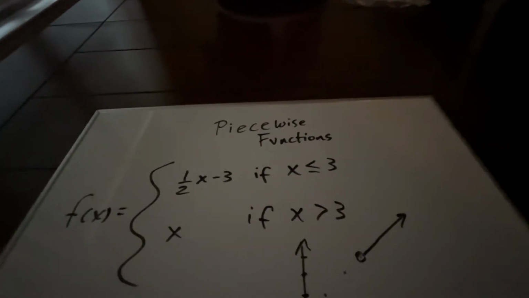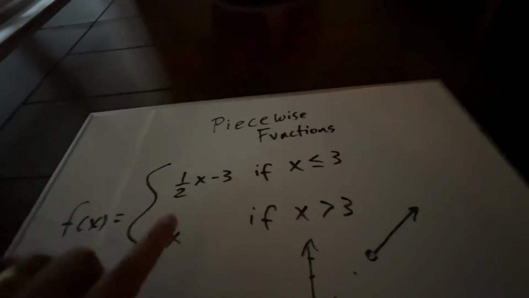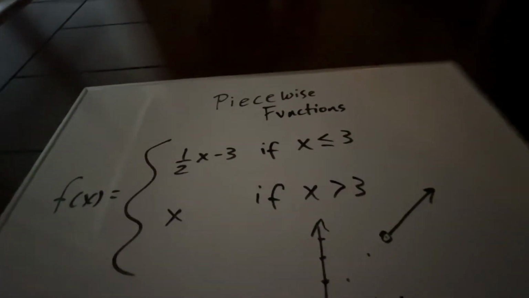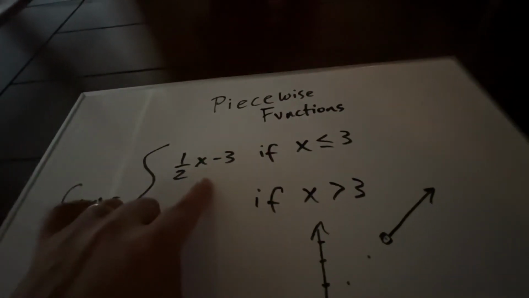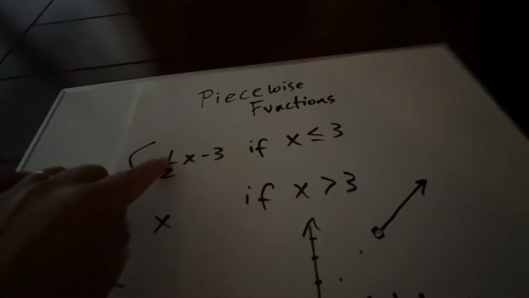All right, let's graph a piecewise function. So notice I have this, it's in two parts, and that's why they call it a piecewise function. So I want to graph this one first. Notice the y-intercept is -3 and the slope is 1/2.